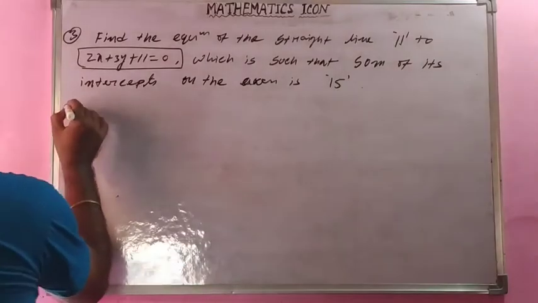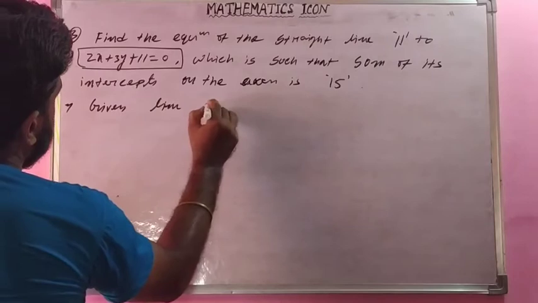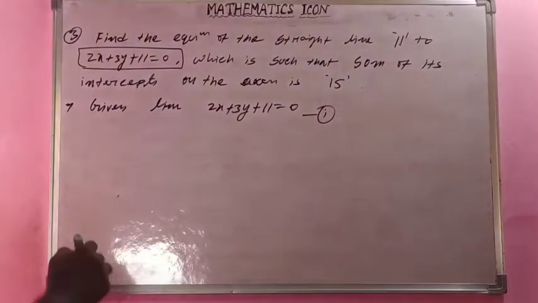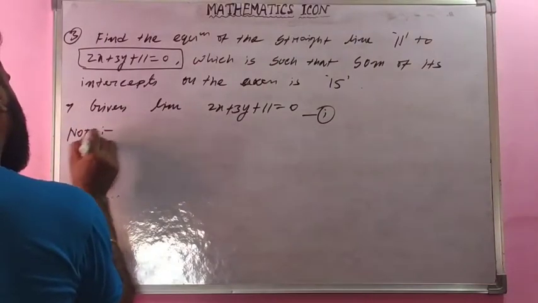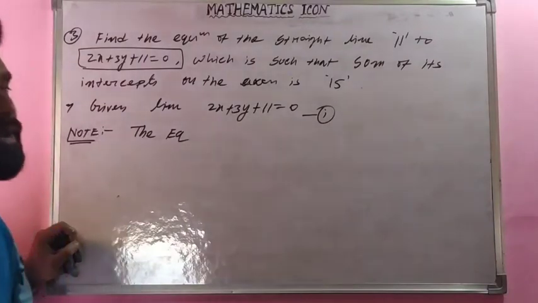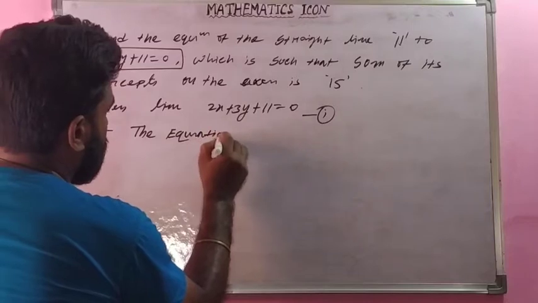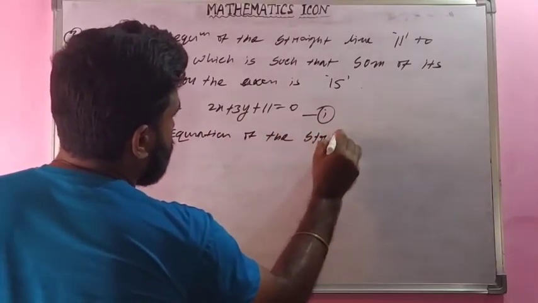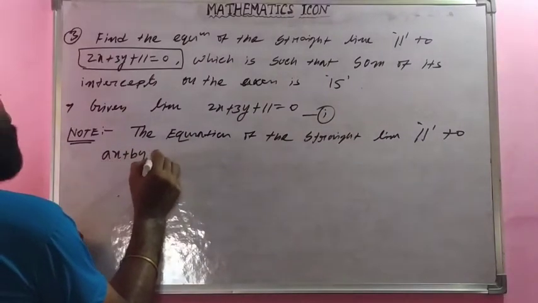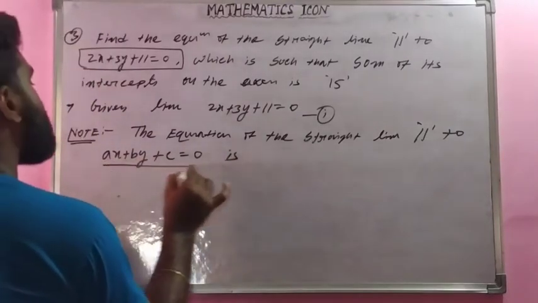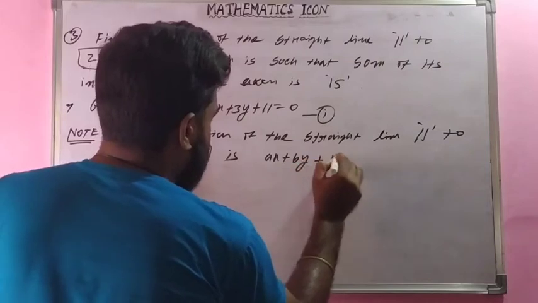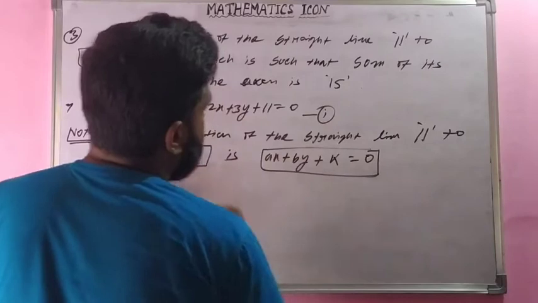So the given line is twice x plus thrice y plus 11 equals 0. Now note the equation. This is not the solution part, this is the note. You can write this note in your notebook. The equation of a straight line parallel to ax plus by plus c equals 0 is ax plus by plus k equals 0. This will be the parallel line equation.